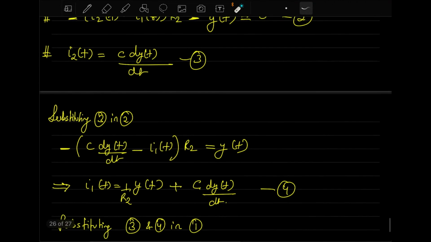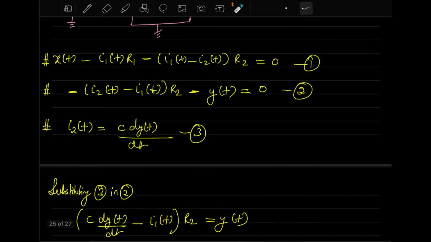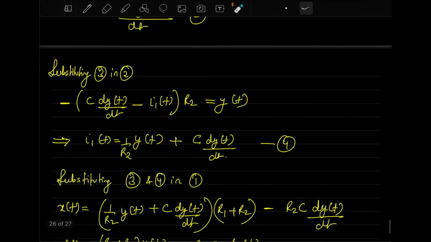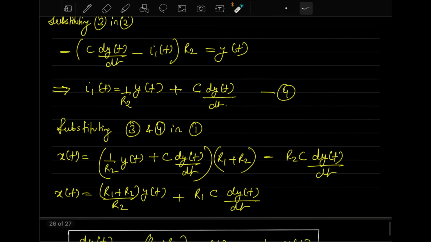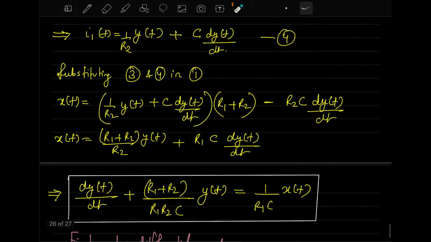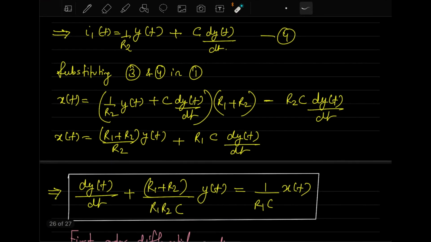Now you substitute the I1(t) you have got, and I2(t), into the first equation. If you substitute both I1 and I2 in this equation, you will get something like this. If you solve it and do some manipulations, you will get this answer. So I think none of the answers are right.